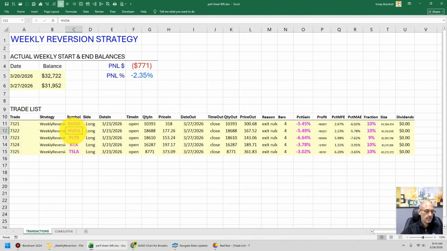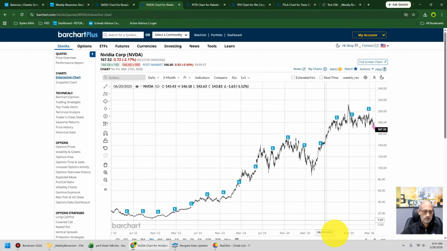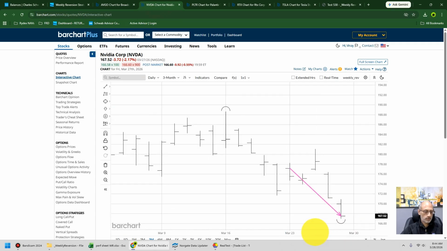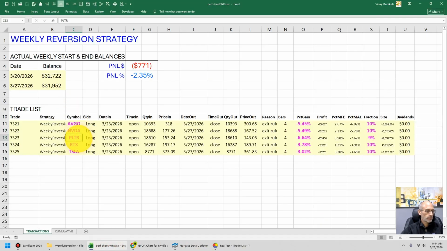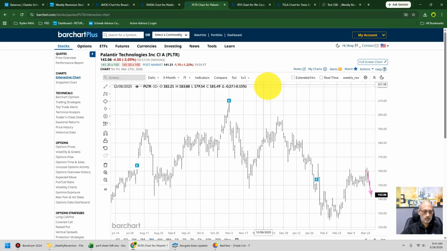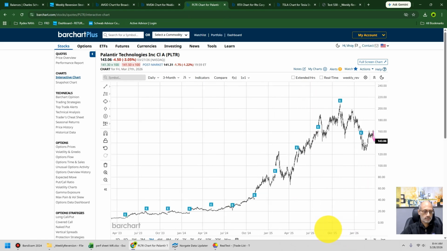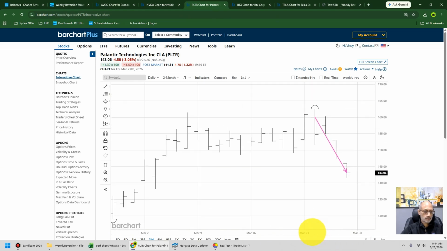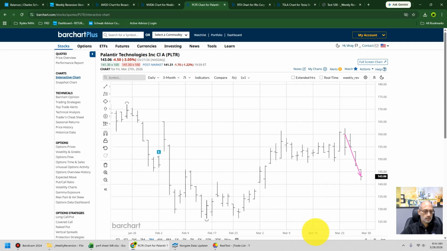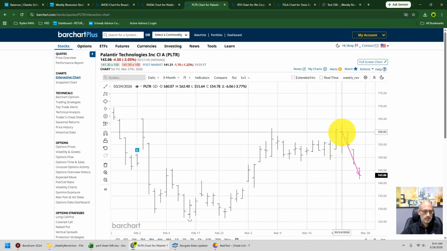The next one is Nvidia, down 5.5% as well. And the pattern looks almost identical to Broadcom's. Entered here, exited here. Third one is Palantir. That was the worst trade of the week, down 6.6%. So we entered here and exited here.